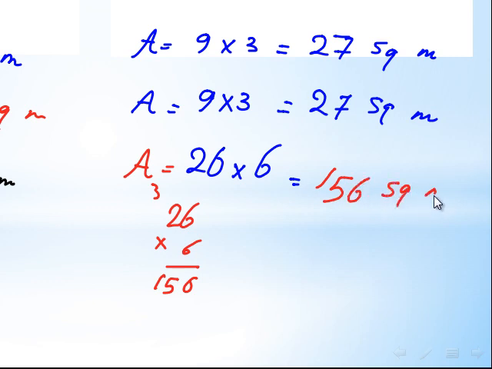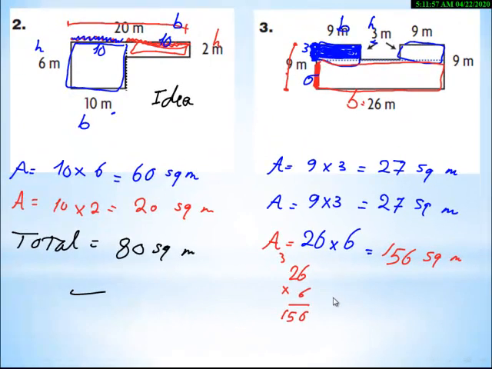156 square meters. After that, what is the total area? Total area equals 27 plus 27 plus 156.